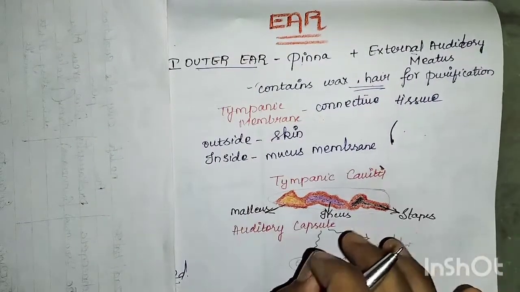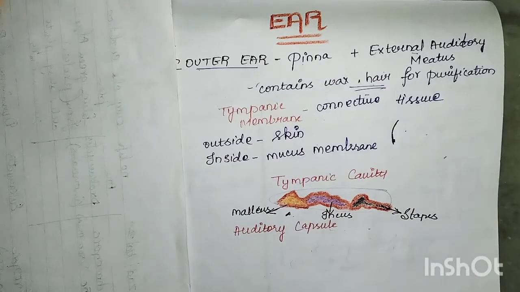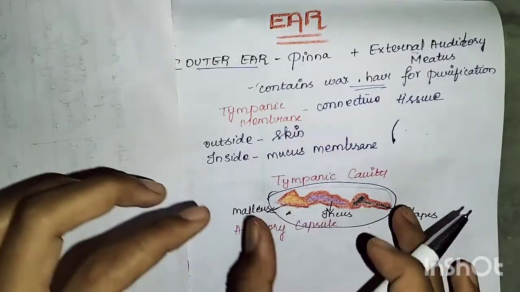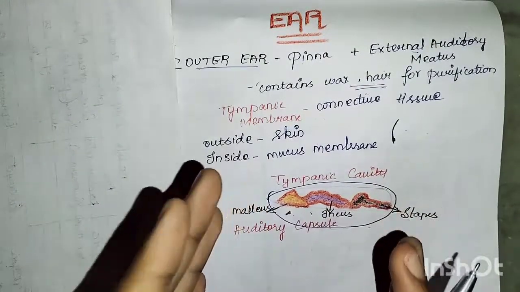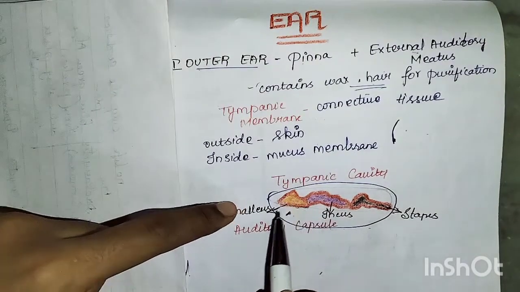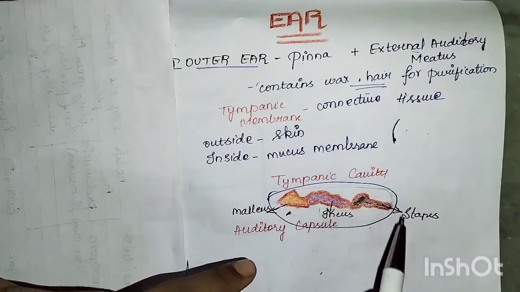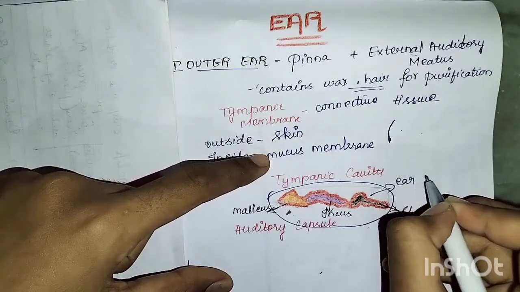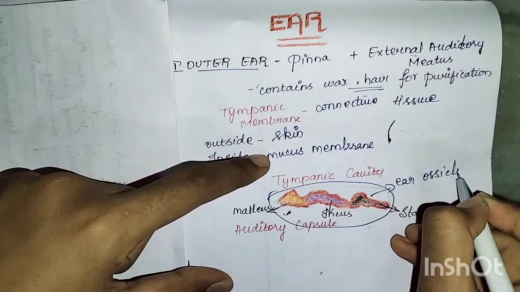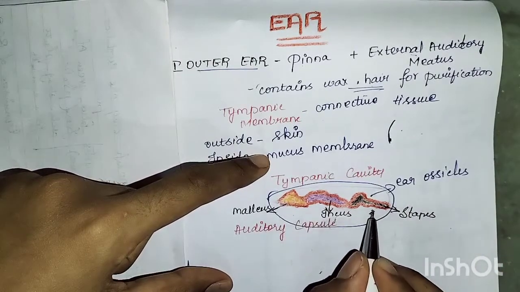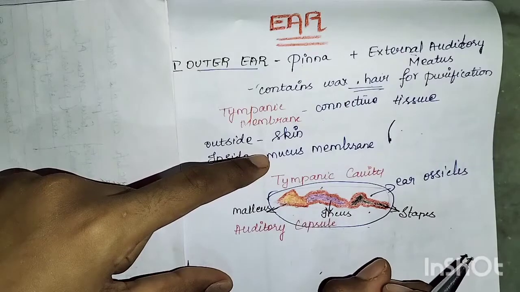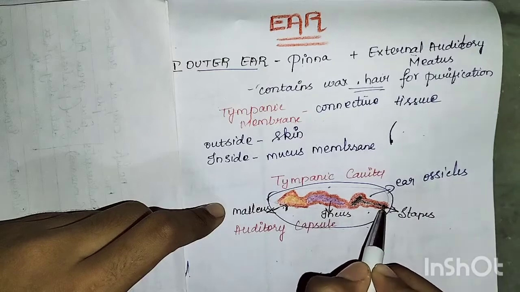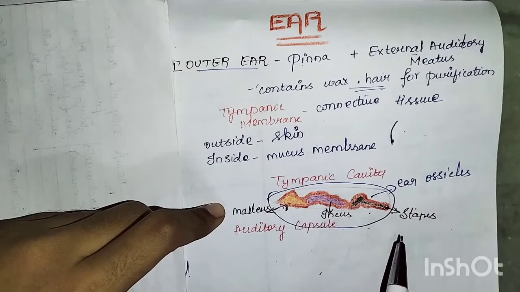This is the tympanic cavity. So simply I will draw a circle here. Suppose this is the inner ear. The inner ear has the tympanic cavity, and it has the ear ossicles. These are the ear ossicles: malleus, incus and stapes. They are arranged in a chain-like fashion. Malleus is connected to the tympanic membrane and stapes is connected to the oval window.